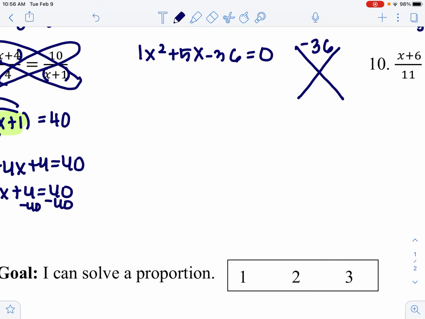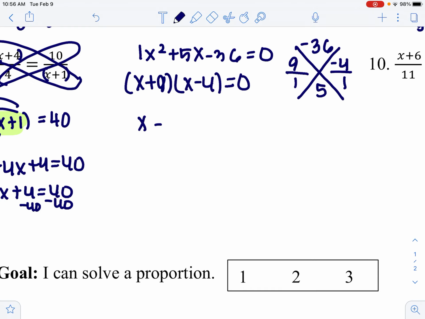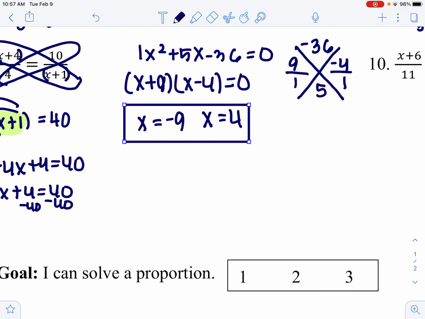A times c is negative 36 and b is 5. So I need two numbers that when I multiply them I get negative 36 and when I add them I get 5. 9 times negative 4 is negative 36 and 9 plus negative 4 is 5. Divide by a. So I have x plus 9 times x minus 4 equals 0. So I have two solutions. x equals negative 9 and x equals positive 4.